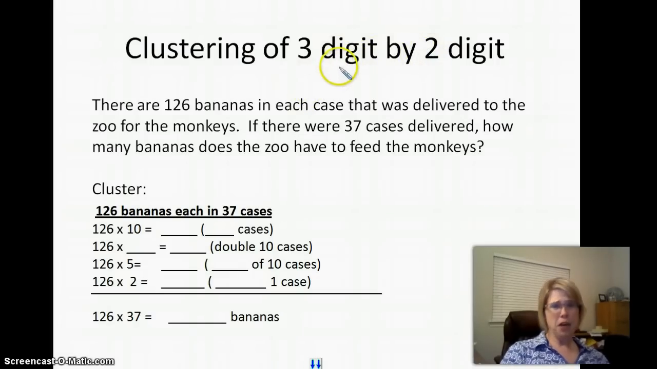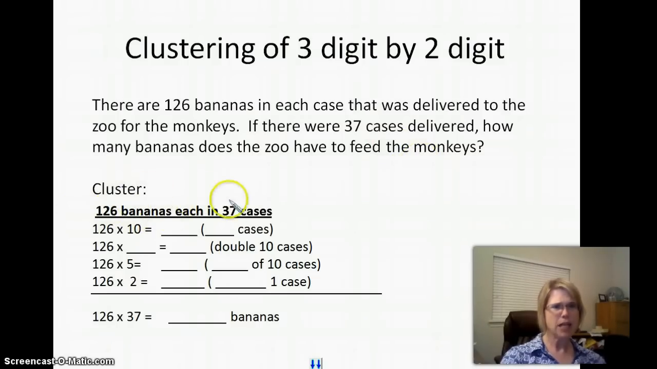There's lots of room for error when you want to do the traditional way or partial products or box method. The reason I like to do clustering is it usually makes more sense. To me it's easier, but you're going to find whichever way you like best. Okay, so there are 126 bananas in each case that was delivered to the zoo for the monkeys. If there were 37 cases delivered, how many bananas does the zoo have to feed the monkeys?